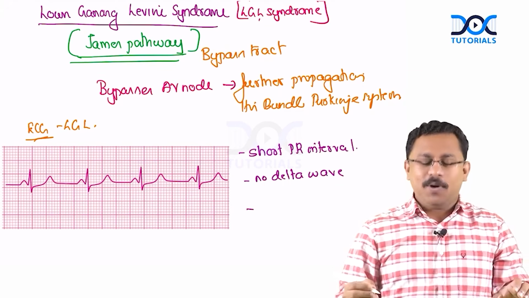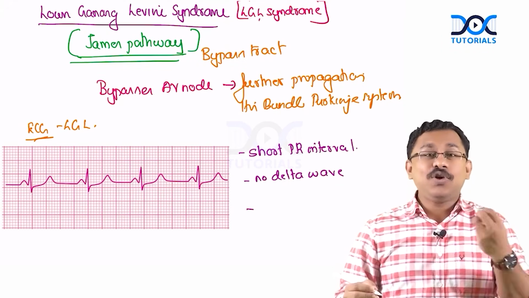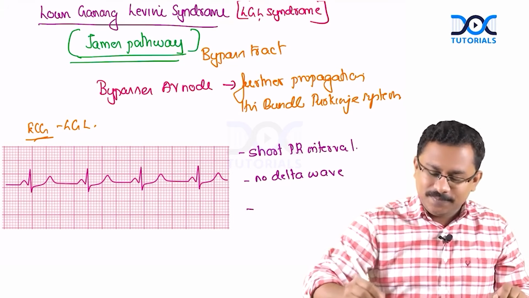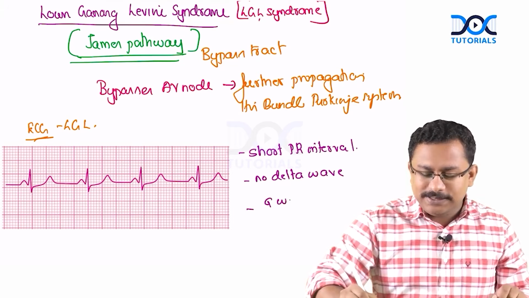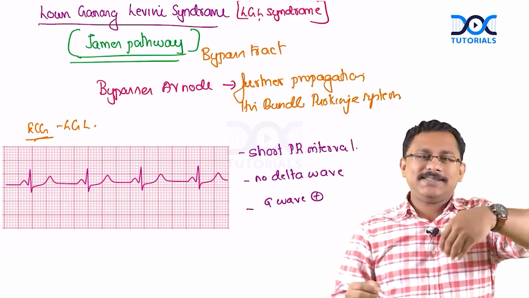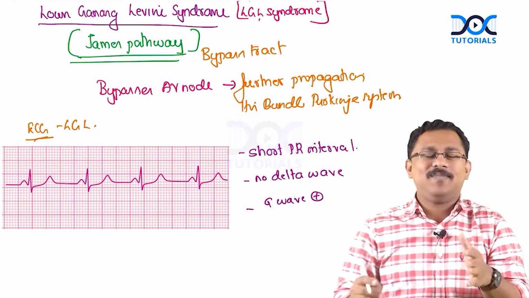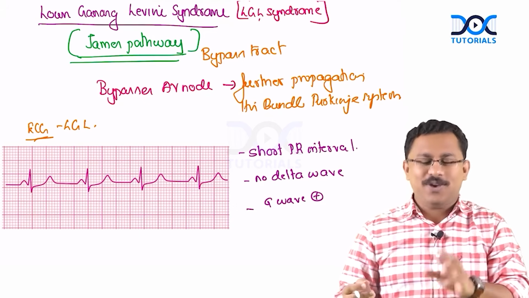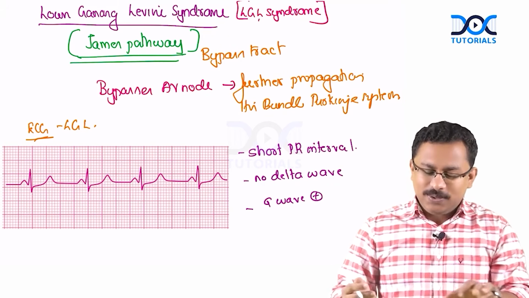The next important point, what about the Q wave? The Q wave can be present. Why is the Q wave present? Because remember, the impulse just bypasses the AV node. Now it comes to the His bundle system. So the septal depolarization would take place normally, and there will be a Q wave. Okay, that is also clear.